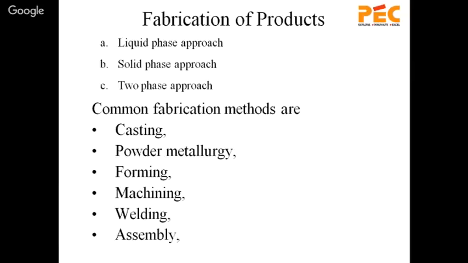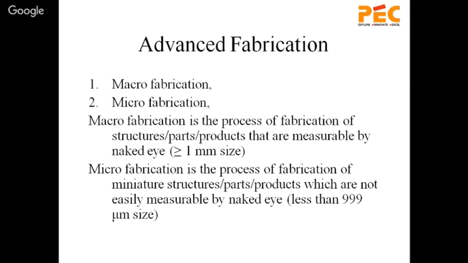The other common fabrication, everybody knows it, so I am not going into this. Now I am going to the more advanced. Advanced fabrication is basically two types. One is macro fabrication, another is micro fabrication. Nowadays another added is nano fabrication. So that is macro, micro and nano fabrication.